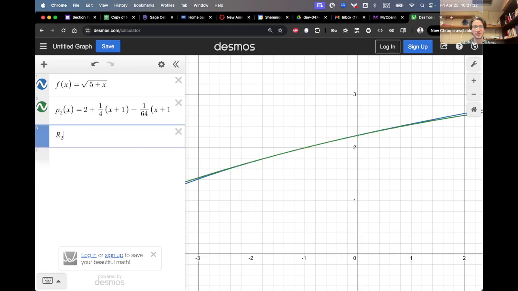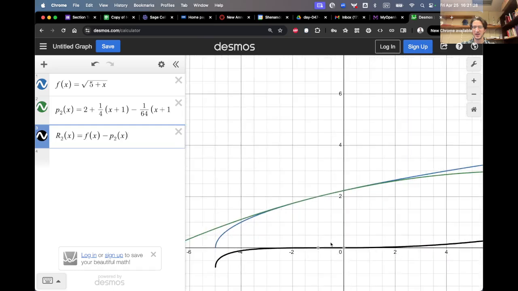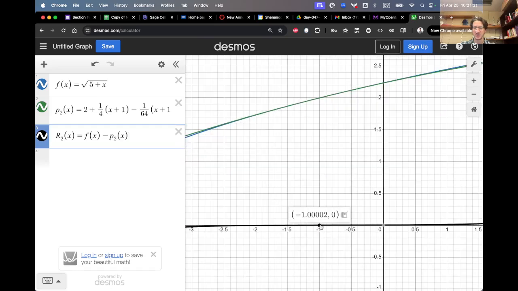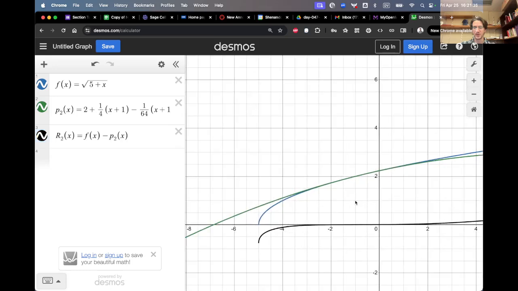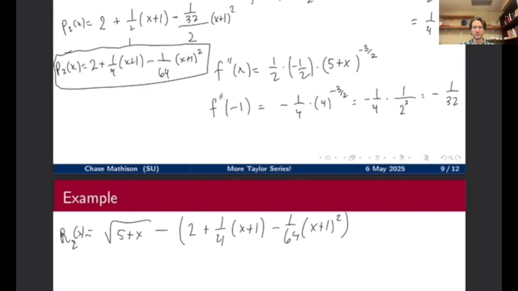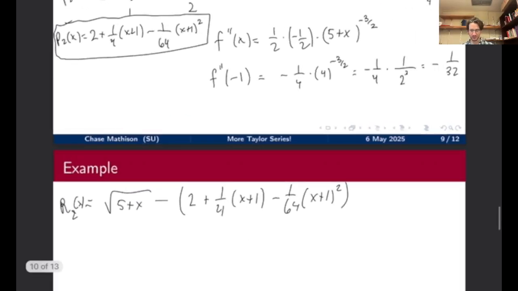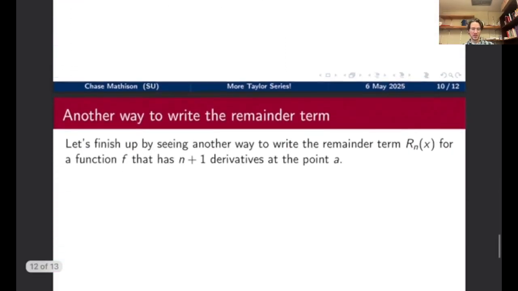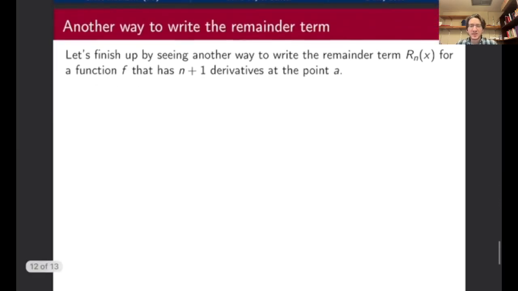And here's the second-degree remainder, f of x minus p2 of x. Again, you can see how flat it is close to x equals negative 1. Very cool. All right.